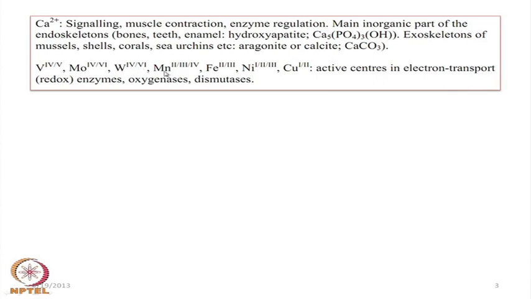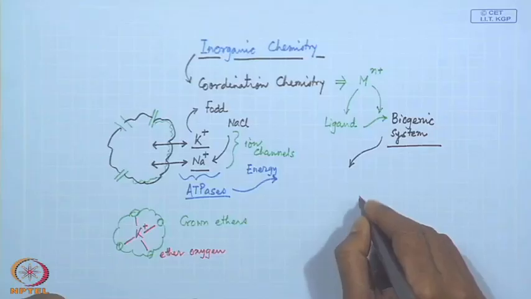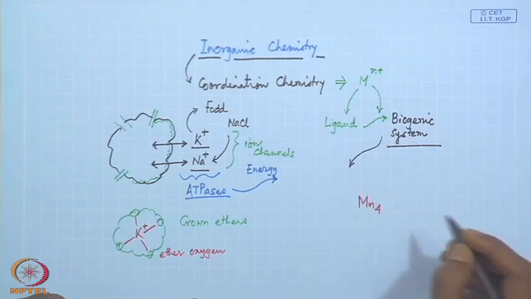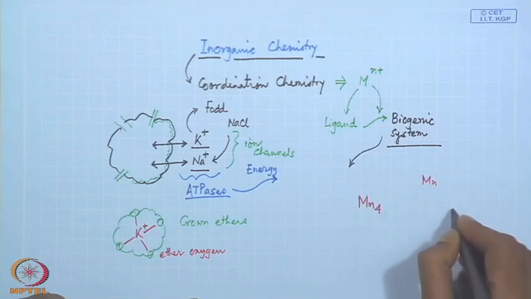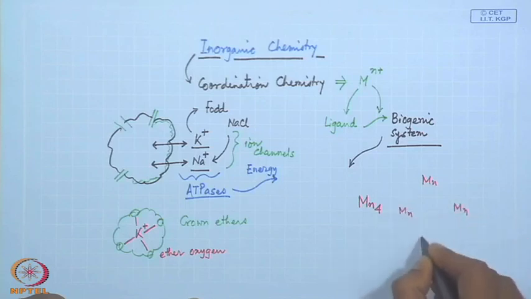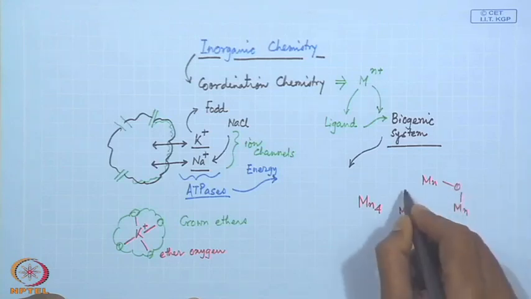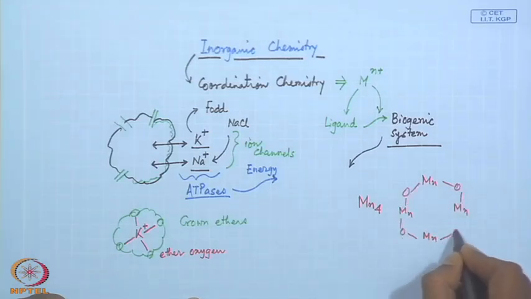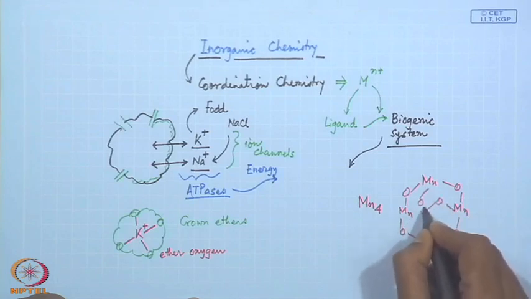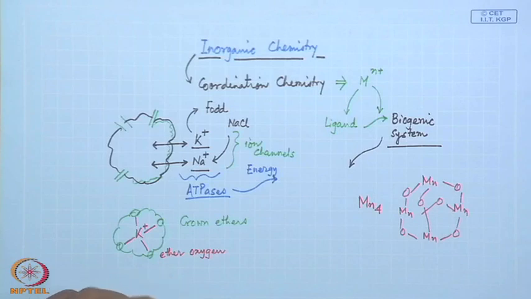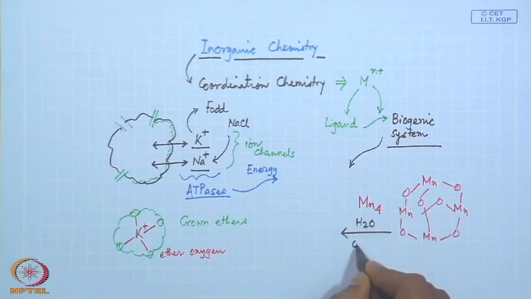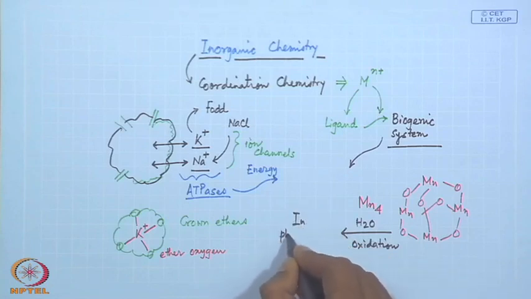Manganese, we all know that manganese can easily go from a bivalent state to a tetravalent state, and one such manganese cluster is known, which is manganese 4, and 4 such manganese centers are there, which are bridged by oxo in a fashion like this, where this tetranuclear manganese complex is responsible for water oxidation in photosynthesis.